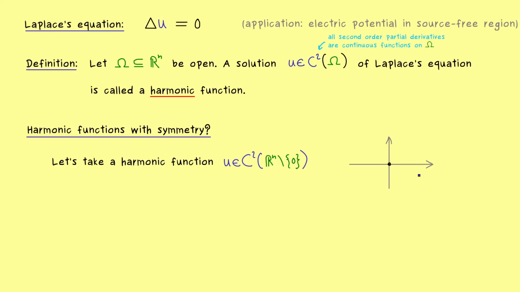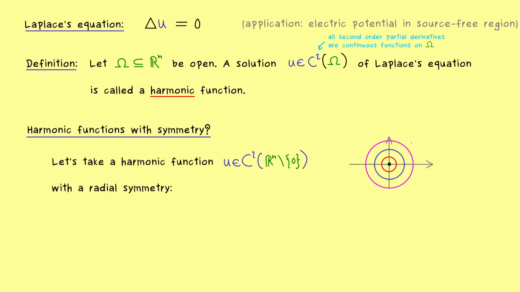So seeing that in the application, you could say that we have a point charge at the origin and now we want to see what happens outside. And there it's quite natural to assume a radial symmetry, which means that the value of u only depends on the distance to the origin.